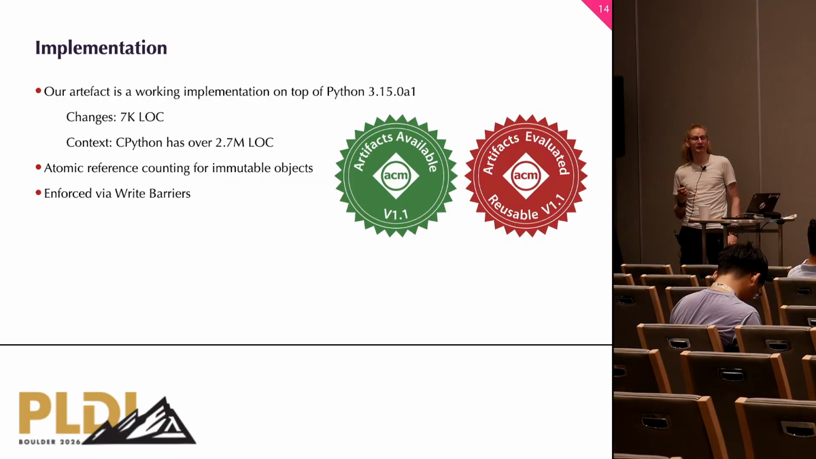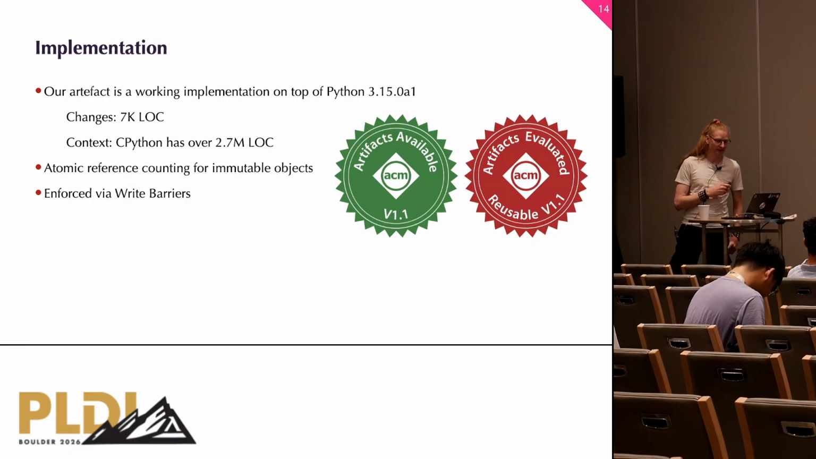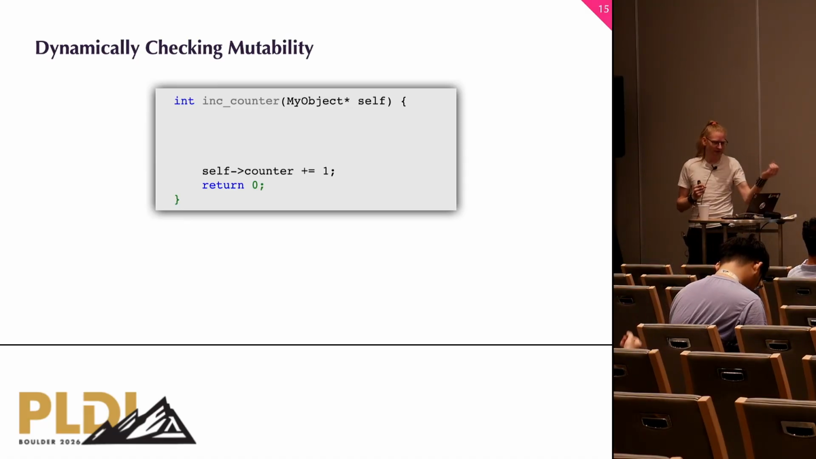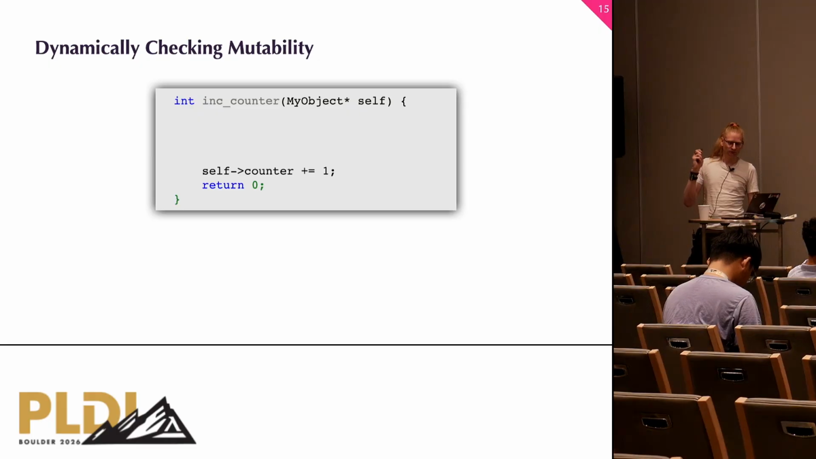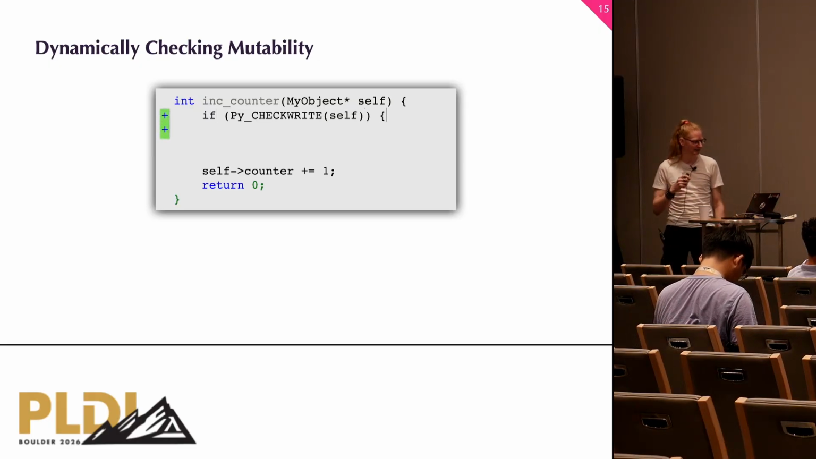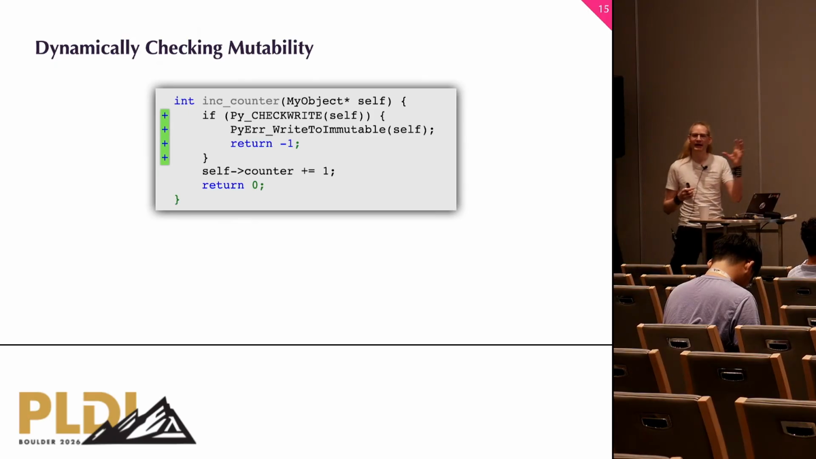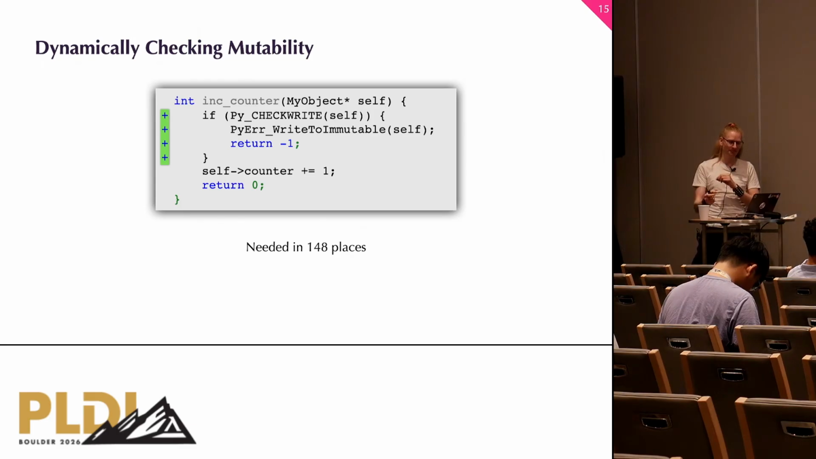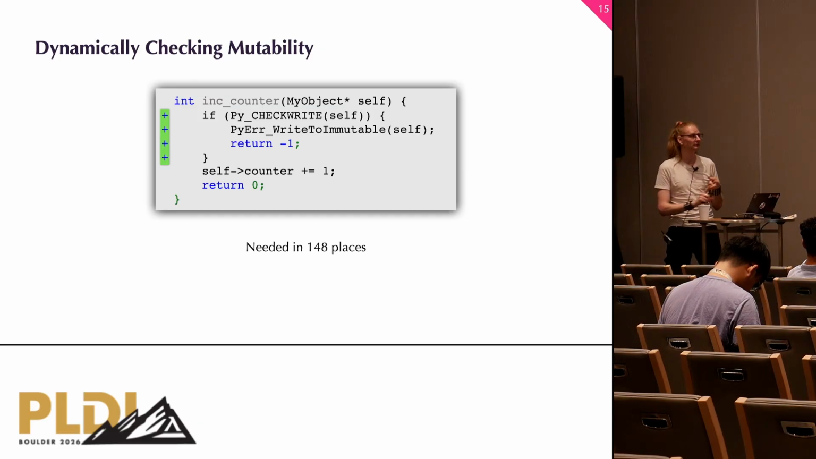And there's a question, how do we enforce this? And the simple answer is we use a write barrier. Let's visualize it for a second. Let's say we have this beautiful function that increments a counter. The current version may look something like this, but to support immutability, you have to add a small check. And this PyCheckWrite basically just says, hey, if this object is mutable, you may proceed. Otherwise, we have to emit an error and propagate this error upwards. In total, we needed to insert this write barrier at 148 places in the runtime. But with this, we covered the entire interpreter, all standard libraries, and so on.